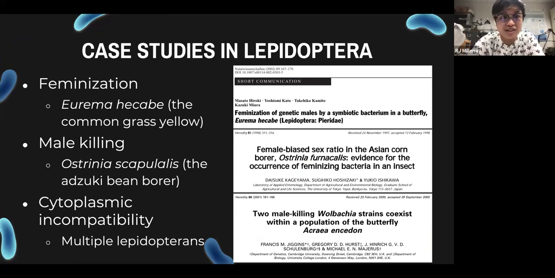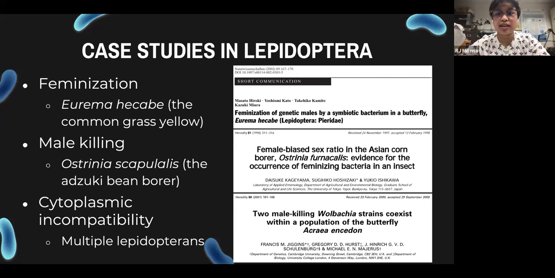Feminization was first observed in a small pierid butterfly species, Eurema hecabe, found in Asia, Africa, and Australia, speaking of pierids. In this species, Wolbachia seems to interfere with the sex determination pathway. So it has to continuously be present and actively working in cellular mechanisms throughout development to complete the feminization. If it's interrupted in any way, then the individual becomes intersex, which I think I mentioned in my notes in a later slide.